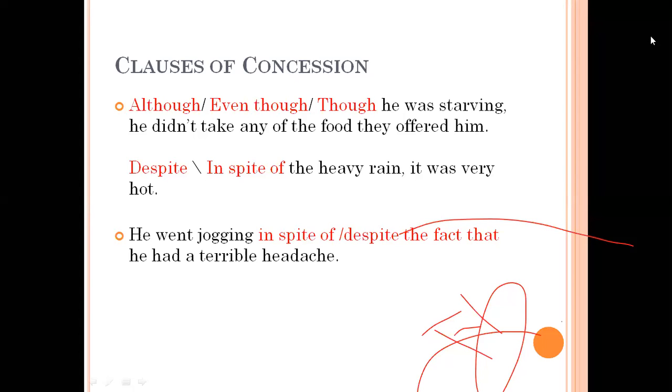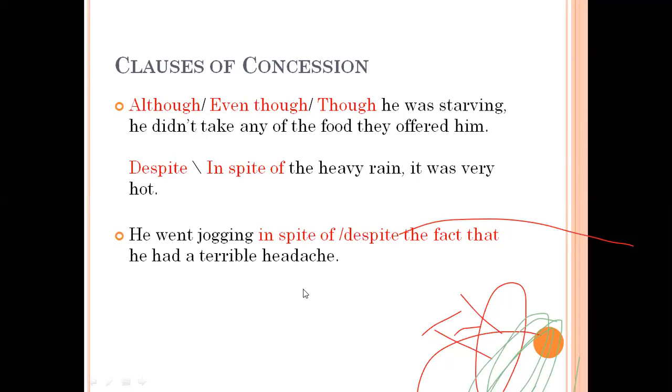Both of them, as you see, express concession. But the difference, as you see: the first two, although and even so, are followed by subject and verb. But despite and in spite of are followed by a noun. This is the difference between them. But both of them express concession or contradiction. Like, as I said to you, it was very hot, but the weather or the rain was heavy.